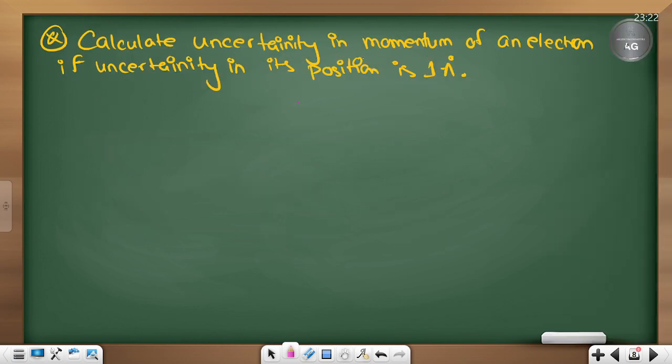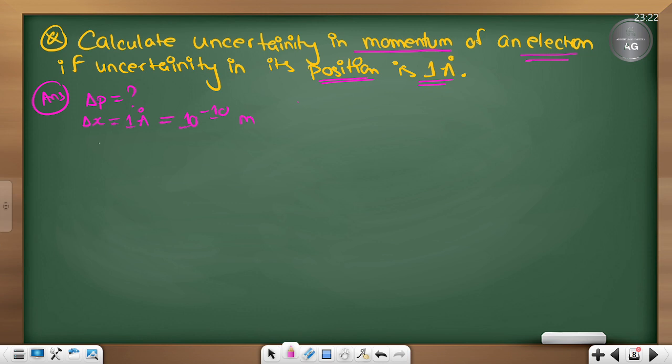The question is asking to calculate the uncertainty in momentum. So what is being asked? Momentum. So we have to find delta p. What is given? An electron is given. The uncertainty in position is given as 1 angstrom, so delta x is 1 angstrom. Remember always, students: when angstrom is given, you always have to convert it to the SI unit. If you use angstrom you will get a wrong value. So 1 angstrom is how much in meters? 10 to the power minus 10 meter. Remember that relation also.